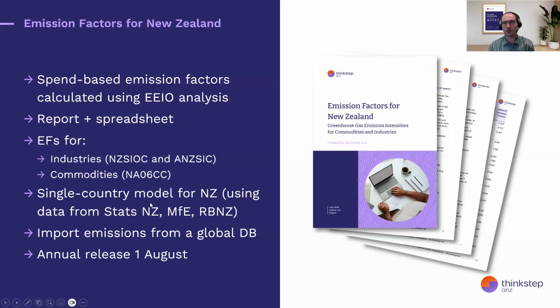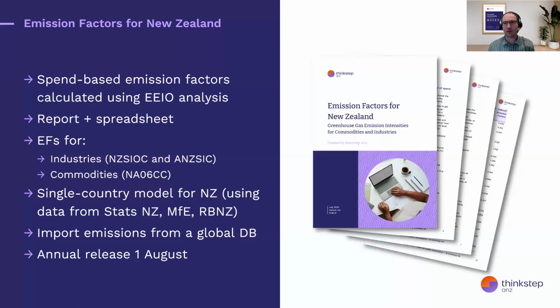Often with a multi-country model, you're trying to basically make all countries fit the same mold. You're trying to make them all have the same number of industries, the same number of commodities often, and that means that you're having to do a lot of interpolation to get to the results. With a single country model, we can be kind of faithful to the classifications that are used within the New Zealand sector. But in the case of a small open economy like New Zealand, it is very important that we also be able to deal with imported emissions and to do that well. And for that, we're using a multi-regional input-output database called EORA, which is a global one.